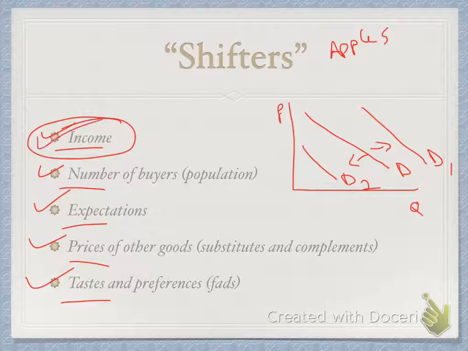Number 1 done. Number 2, number of buyers. Nationwide, the population increases. You would expect D to D1. Demand for apples goes up. Population decreases. D to D2.